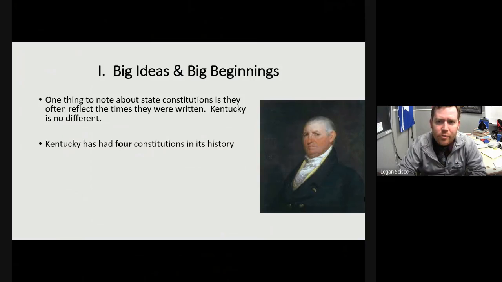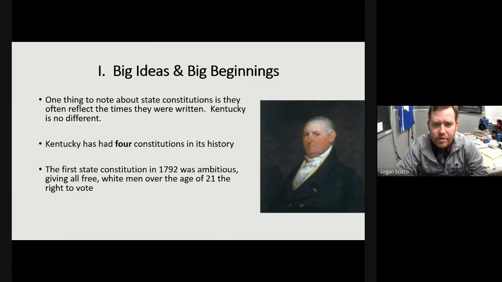So let's talk about what these different constitutions did in summary and some of the major changes that were brought about. Now, the first Constitution was written in 1792, the year that Kentucky became a state. We became the 15th state in the United States, just behind Vermont and the other 13 states that were part of the original 13 colonies.